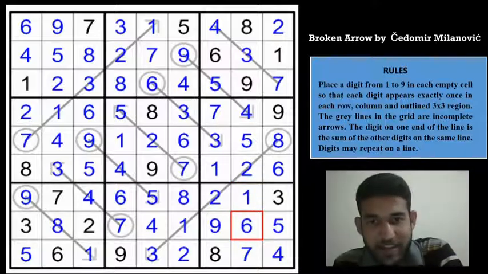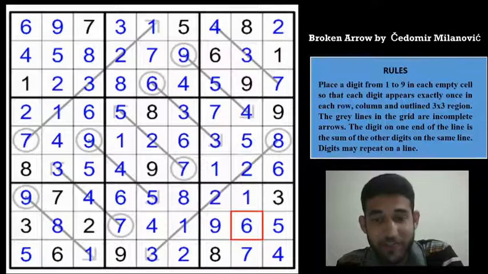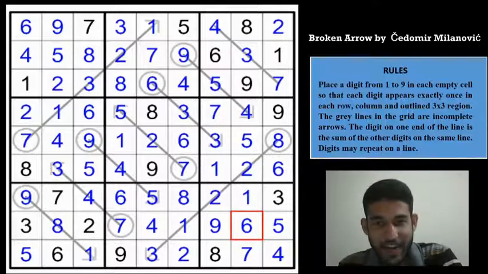So we have completed this Broken Arrow Sudoku. Amazing solve path, right? I hope you guys had fun watching me solve this Broken Arrow Sudoku, which was a twist to the Arrow Sudoku.